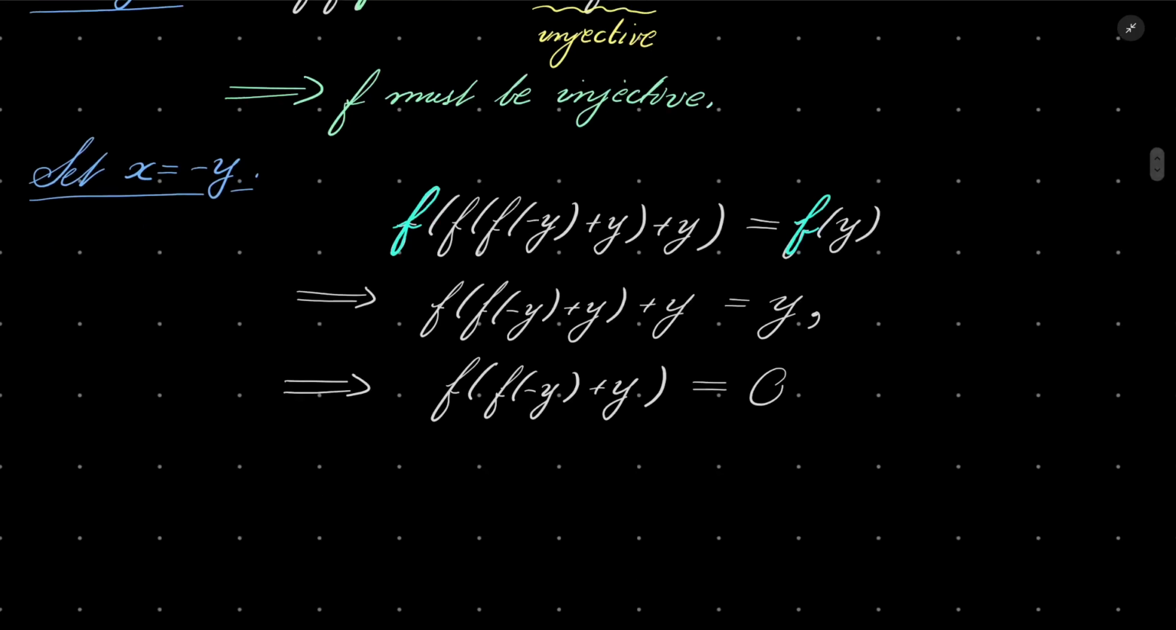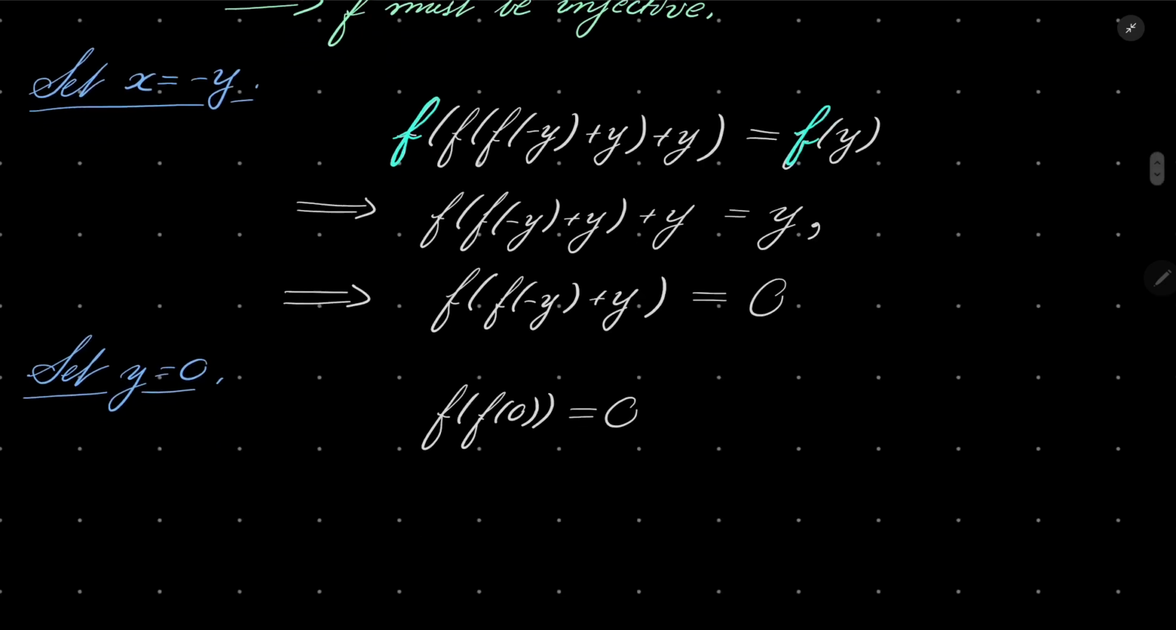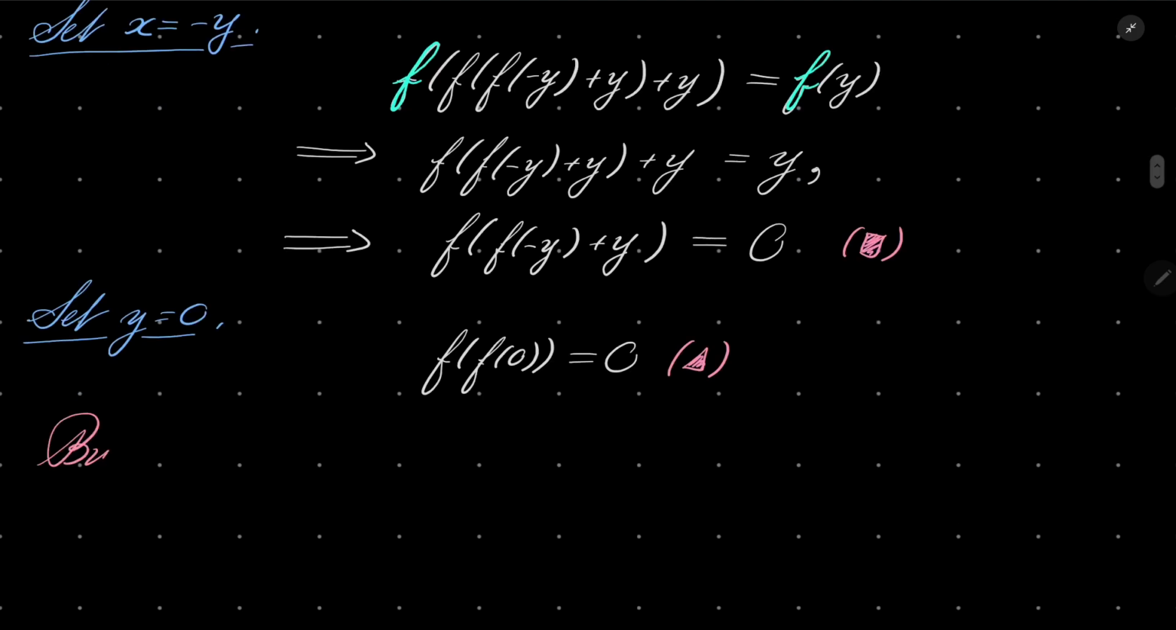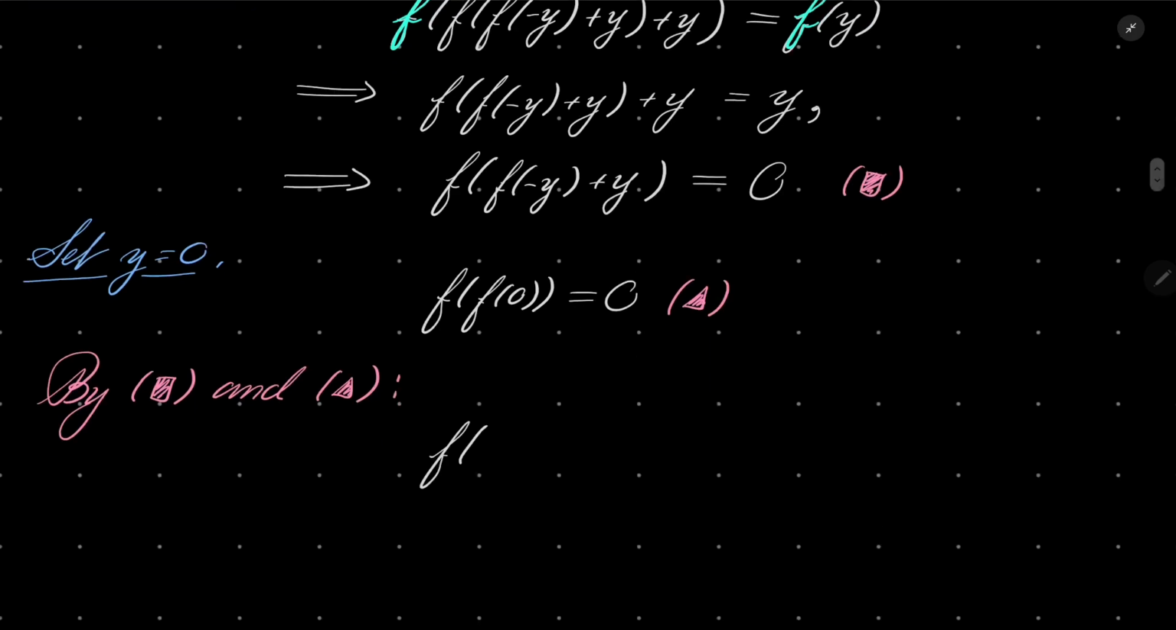Very well. And now let's set something new. Now let's set y to be 0. If y equals 0, then we have f of 0 equals 0. Okay. Now let's compare. Let's maybe mark this condition square and this condition triangle. By these two conditions, we have the following. f of minus y plus y equals 0 is actually f of 0.